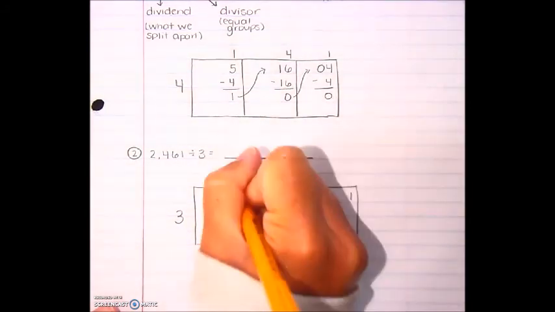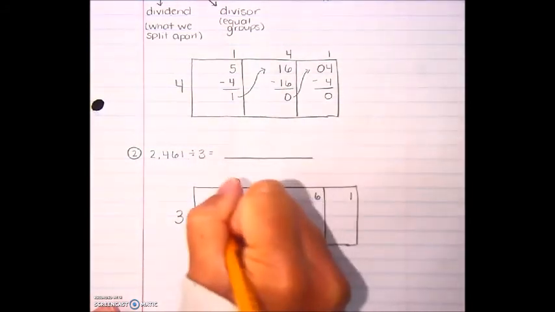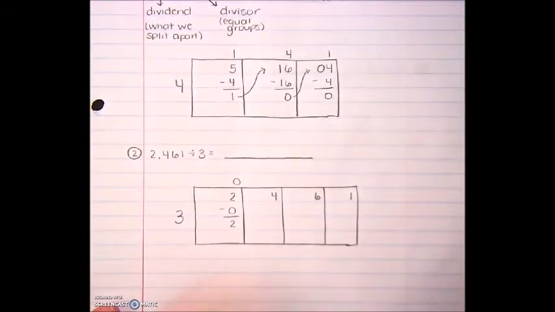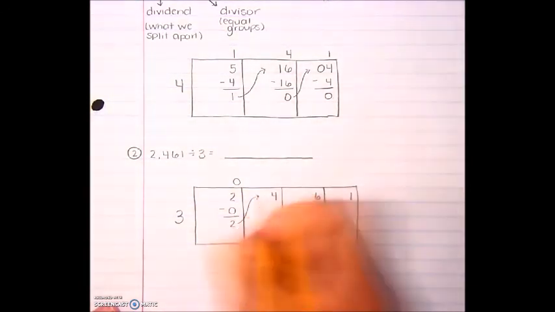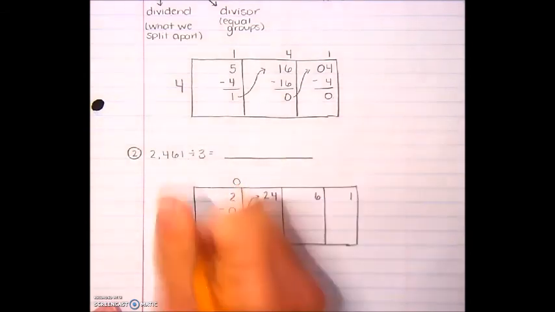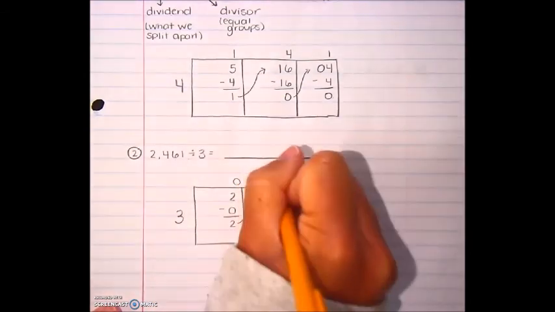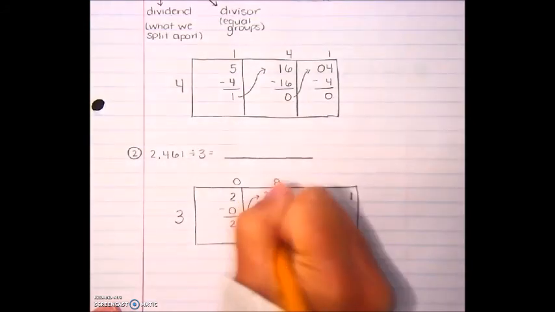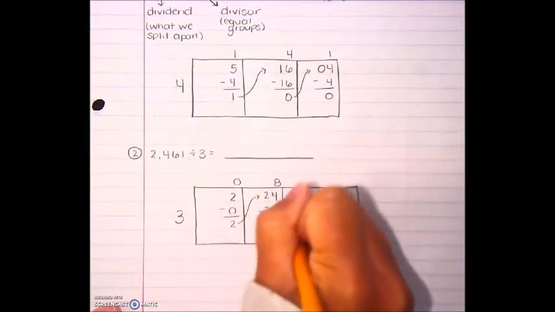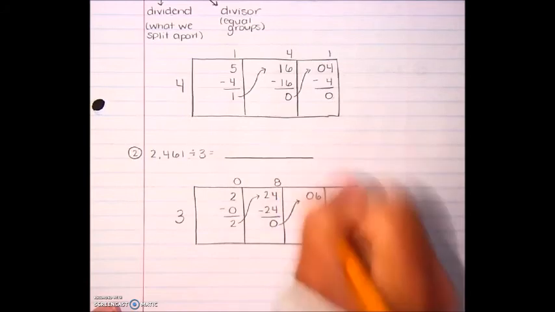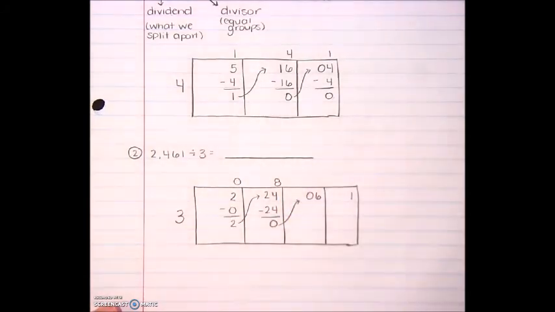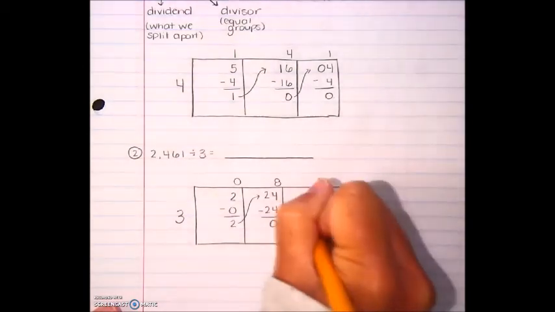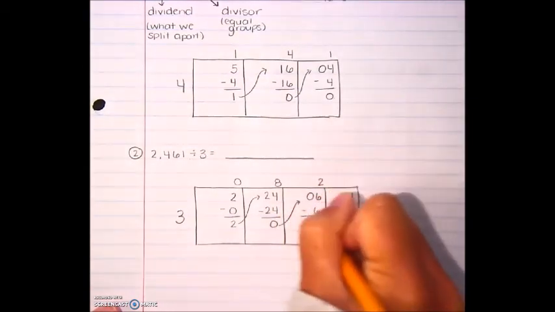How many groups of 3 fit into 2? Well, that's 0. 0 times 3 is 0. Subtract, I'm still left with 2. Bring up that 2. How many groups of 3 can fit into 24? That's 8. 8 times 3 is 24. Subtract, I'm left with 0. Bring up that 0. How many groups of 3 fit into 6? 2. 2 times 3 is 6. Subtract, I'm left with 0.